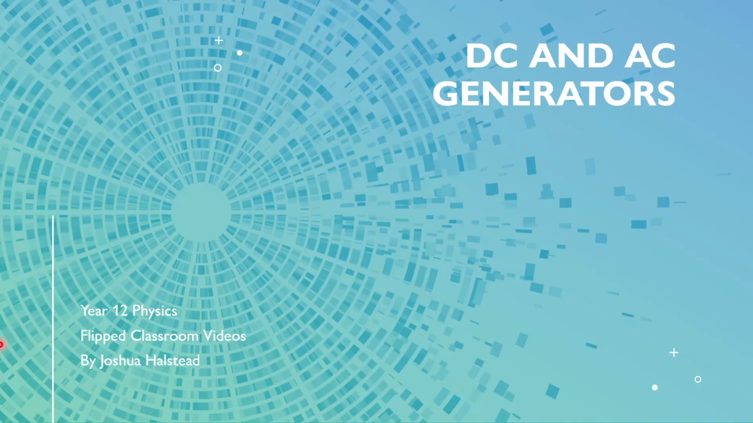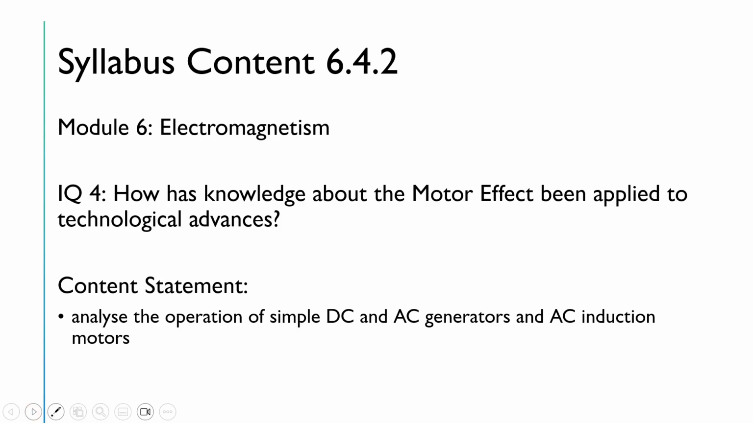G'day, in this video we're going to be focusing on generators and looking at the DC and AC versions of them. Our syllabus content today is going to cover 6.4.2, we're looking at Module 6 Electromagnetism, and Inquiry Question 4, which is looking at applying the motor effect to technological advances.